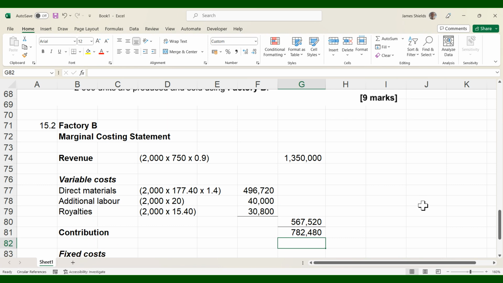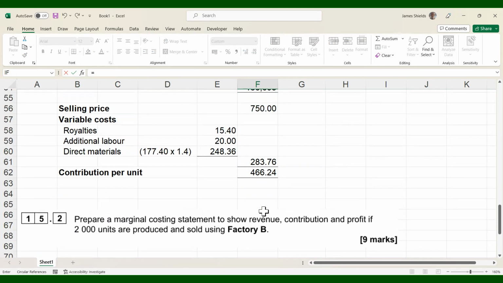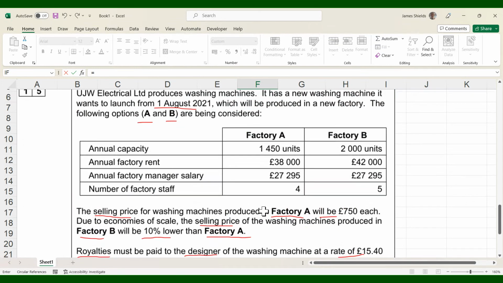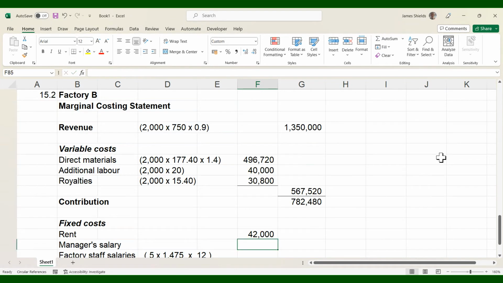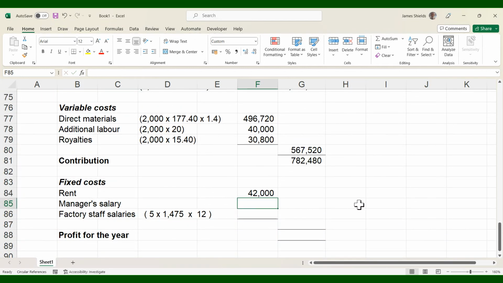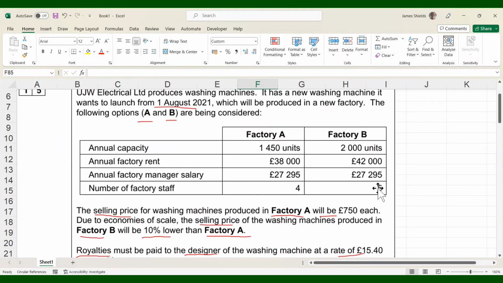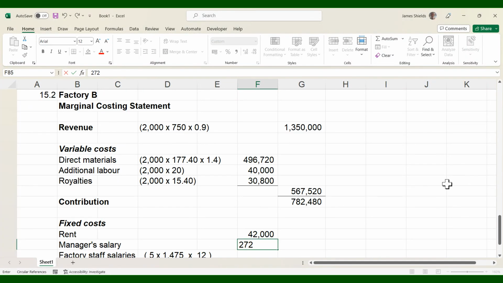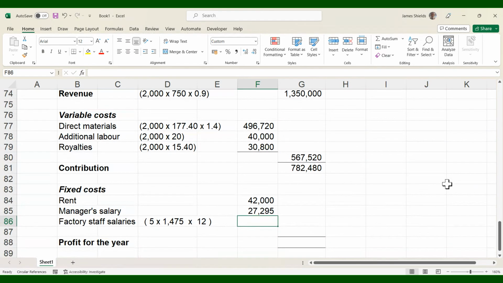Now to get a profit, we take away the fixed costs. So now you want the fixed costs for factory B. So rent for factory B, we go back to the question. The rent for factory B was £42,000. The manager's salary, it didn't change, but let's just check in the question. The manager's salary was £27,095.